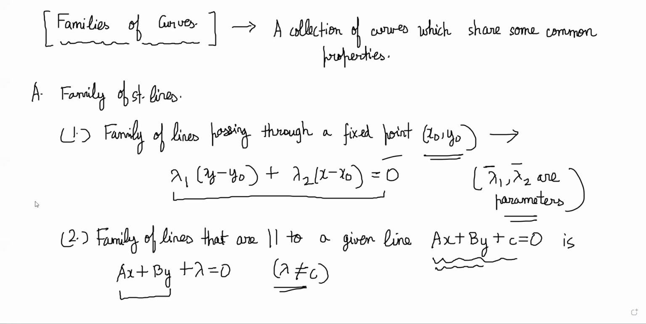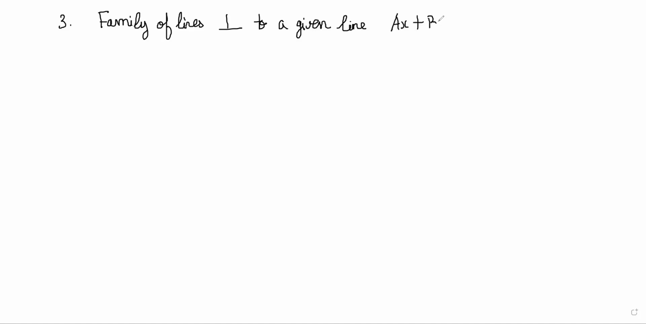Another example is the equation of family of lines perpendicular to a given line, and the given line is ax plus by plus c equal to 0. This equation will be bx minus ay plus lambda is equal to 0. Here we have put it as bx minus ay because the slope here is minus a by b and here the slope will be b by a, right? So that makes it perpendicular because m1 m2 is equal to minus 1.